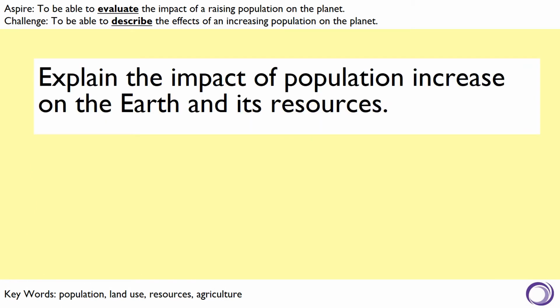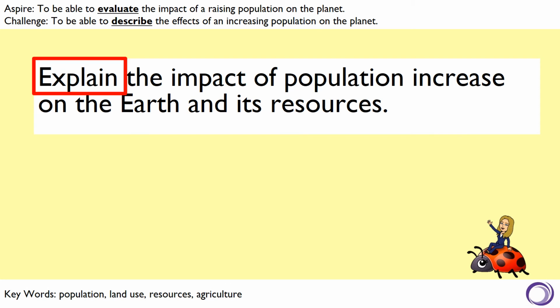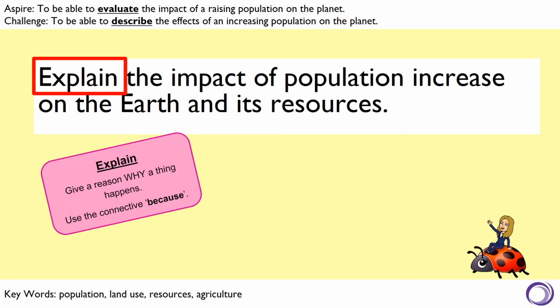So now it's time for you to have a go at a longer style question on this topic. Now, the first thing we're going to do is we're going to bug that question. So we're going to box a command word first, and you're being asked to explain. That means giving the reasons why something happens. And in your answer, you should use the connective because. Now you're being asked to explain the impact of population increase on the Earth and its resources. And I'm going to give you some time to answer that question.